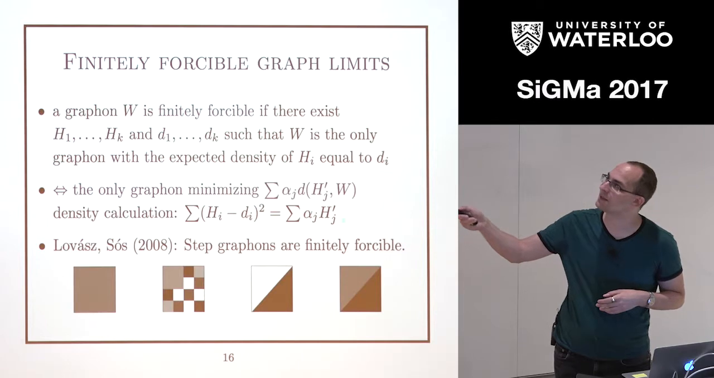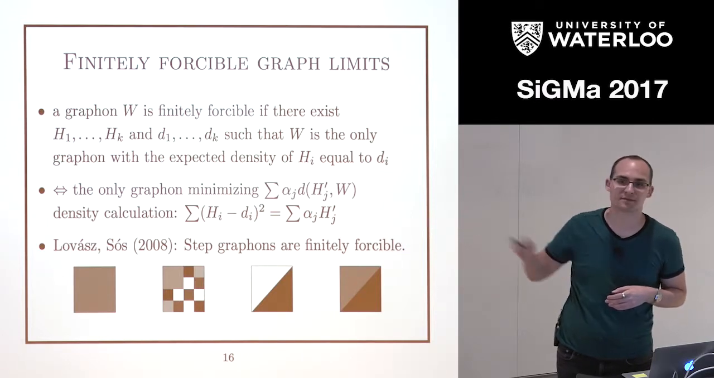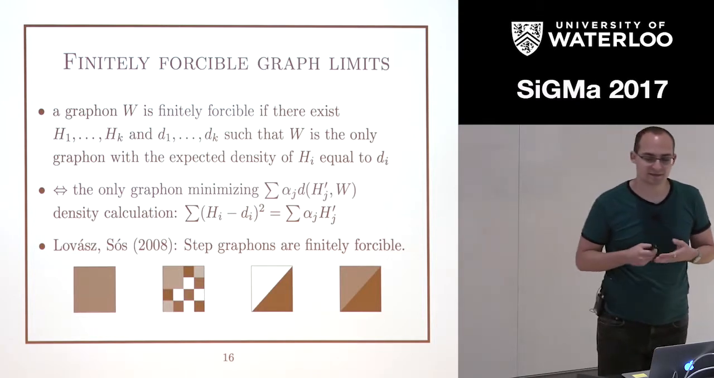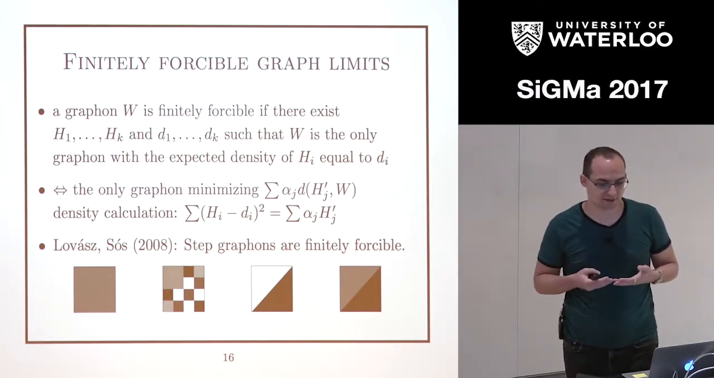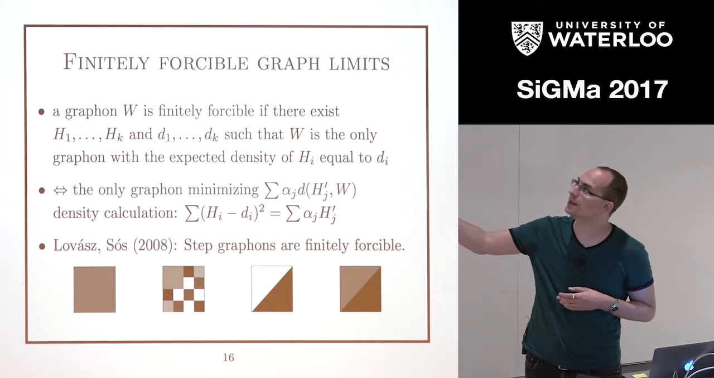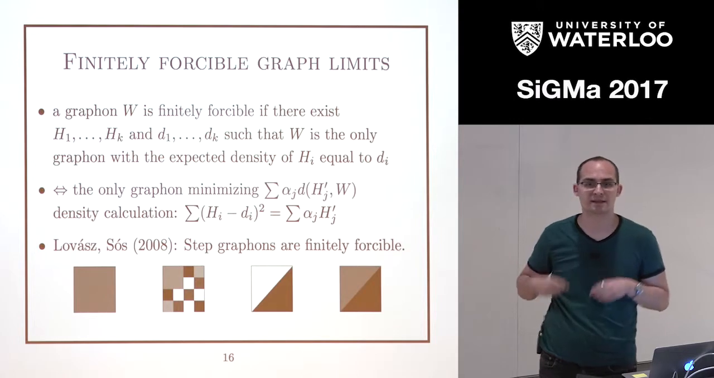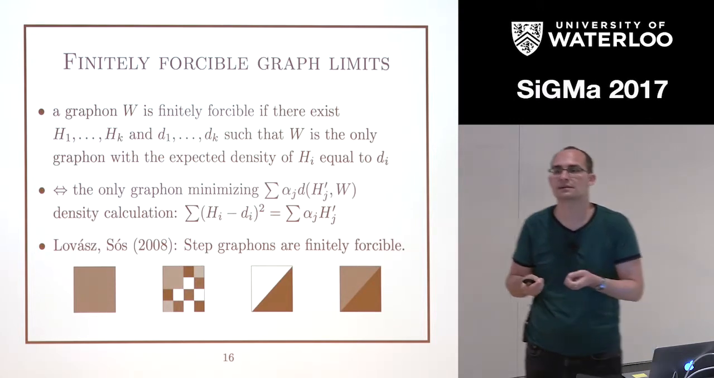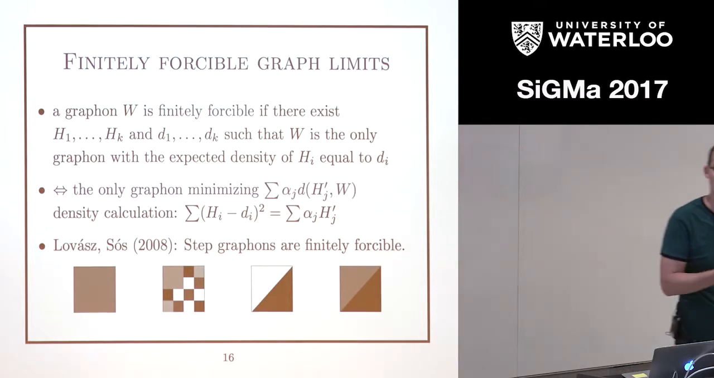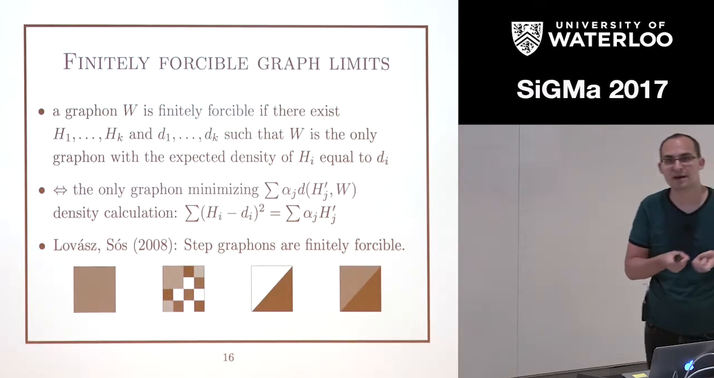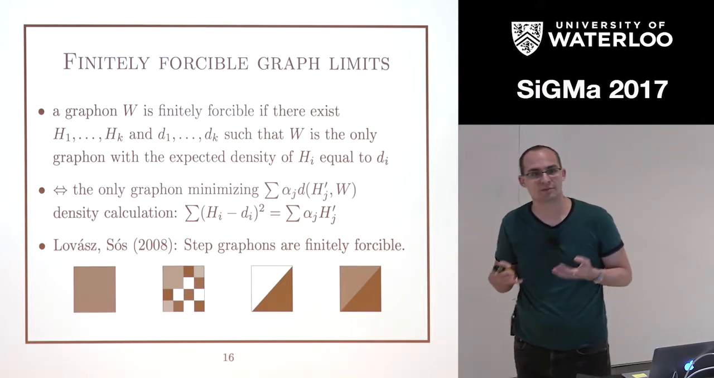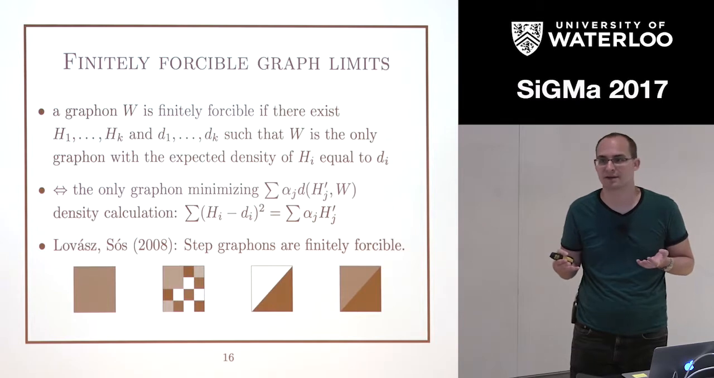But I have shown you that this complex sum can be expressed as some linear combination of subgraph densities, because I can multiply subgraphs. That means that a graphon is finitely forcible if and only if there exists some linear combination of the subgraph densities such that it is the only graphon minimizing this linear combination. So finitely forcible graphons are graphons which are unique minimizers for a large family of natural problems from extremal combinatorics.